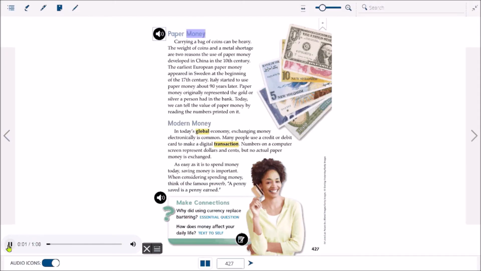Paper money. Carrying a bag of coins can be heavy. The weight of coins and a metal shortage are two reasons the use of paper money developed in China in the 10th century. The earliest European paper money appeared in Sweden at the beginning of the 17th century. Italy started to use paper money about 90 years later. Paper money originally represented the gold or silver a person had in the bank. Today, we can tell the value of paper money by reading the numbers printed on it.